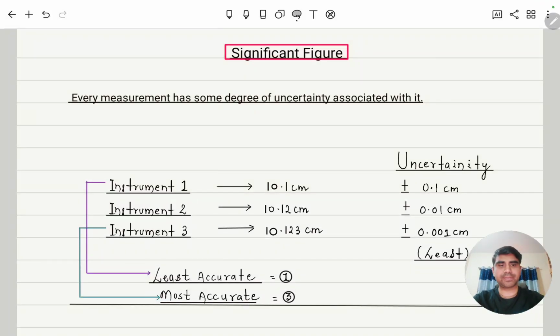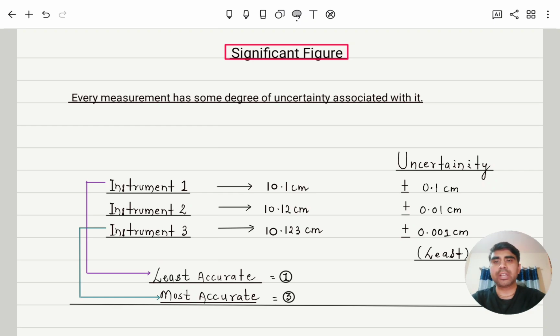Hello everyone. So today we will discuss significant figures, which are significantly important. Directly, very few questions will be asked, but indirectly, in integer type questions, its knowledge would be checked in the examination. So let's start with significant figures.